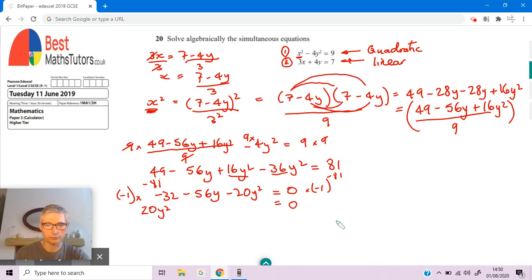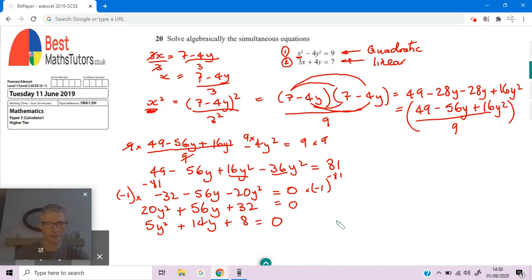I'm just changing the order in which I'm writing these because it's more common to write them where the highest power is the first one you write. So that's now a quadratic, and we can make that simpler by, we can see that 4 will divide into every part of this, and if we can do something like that, we want to, because we want to make it as simple as we can. So if we divide every bit by 4, we're going to get 20 divided by 4 gives us 5y squared, and then 56 divided by 4 will give us 14y, and then 32 divided by 4 will give us 8. So that's the quadratic equation that we need to solve there in its simplest form.